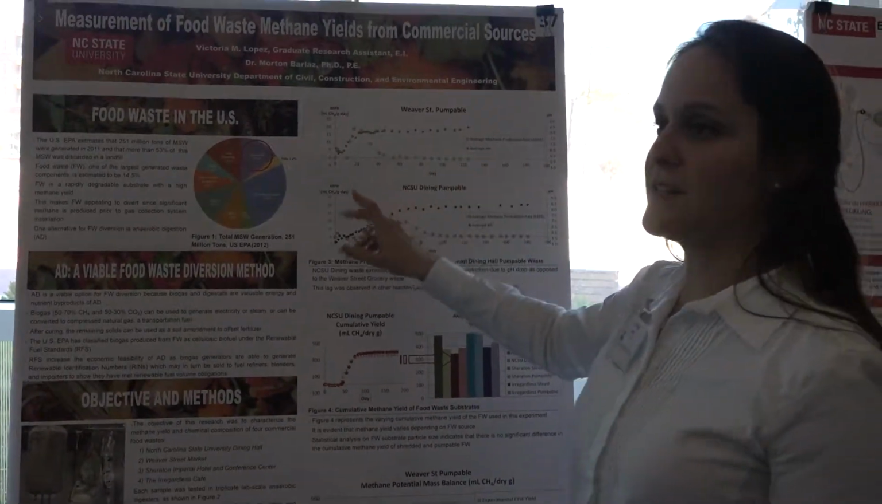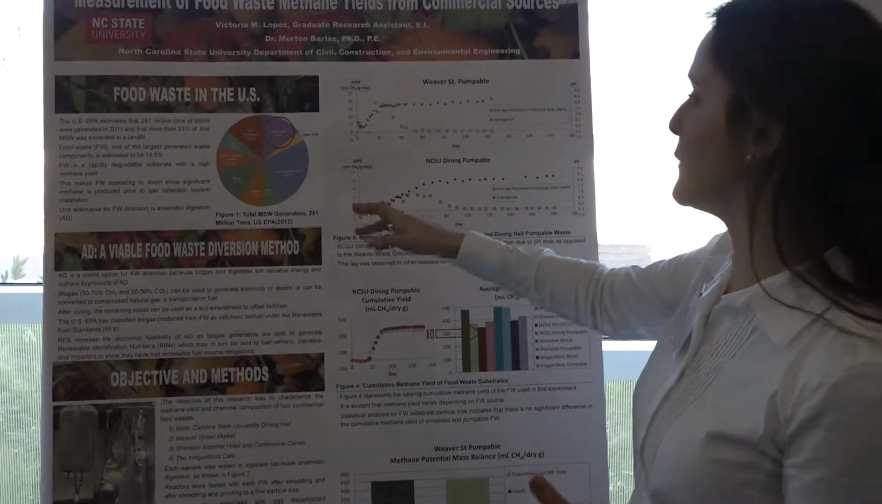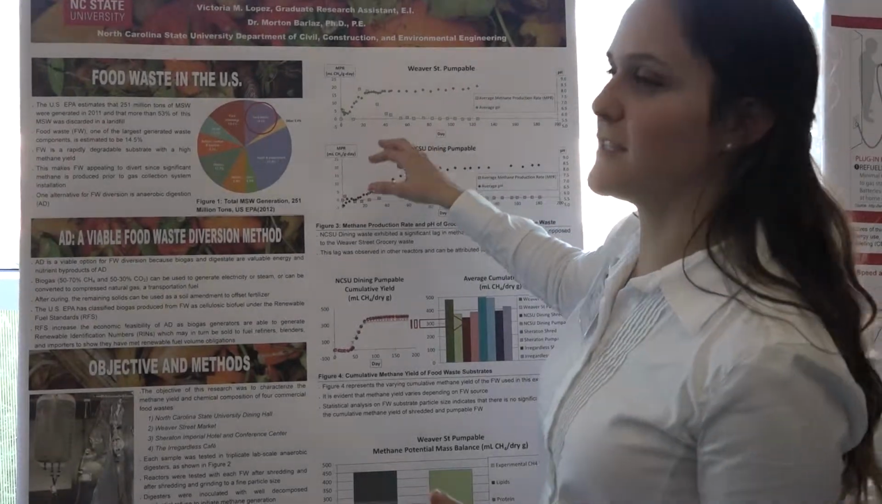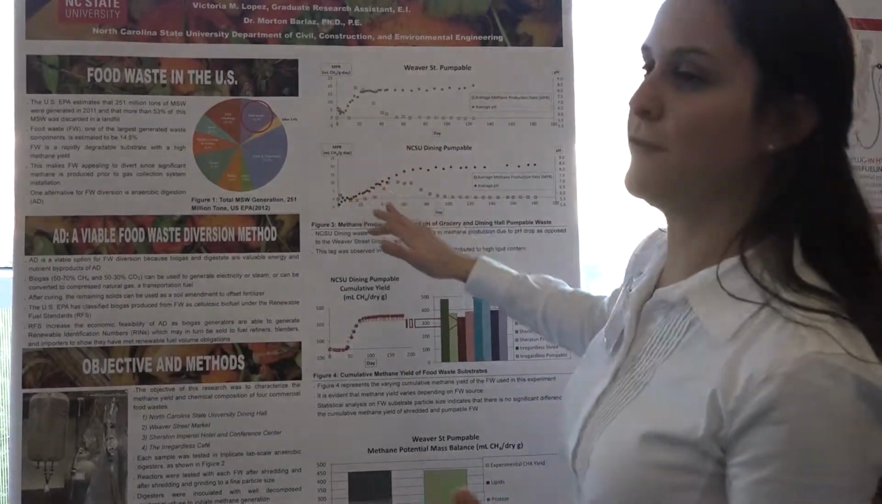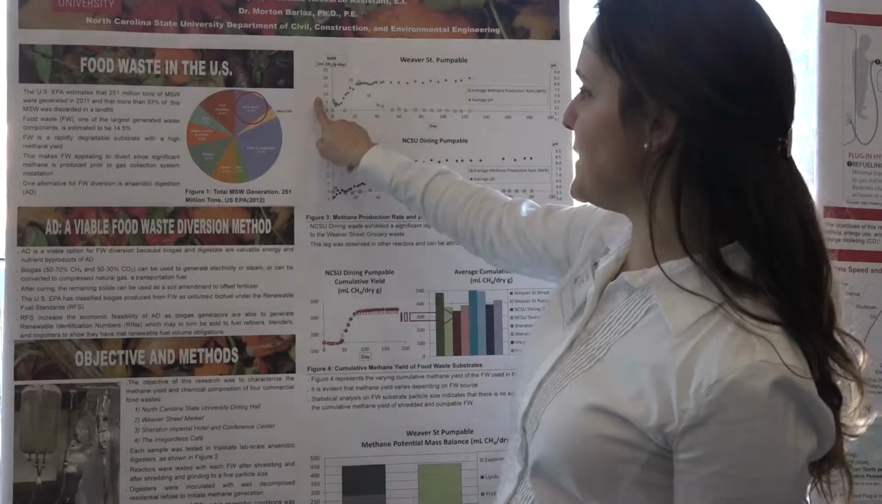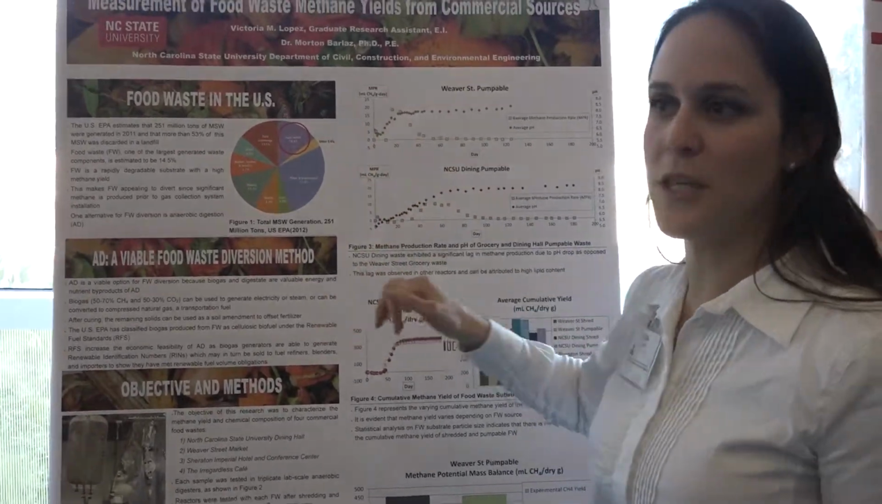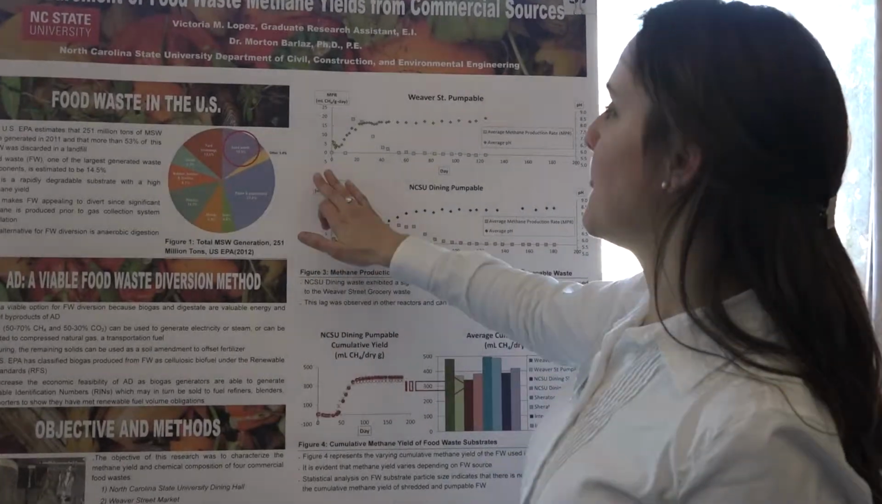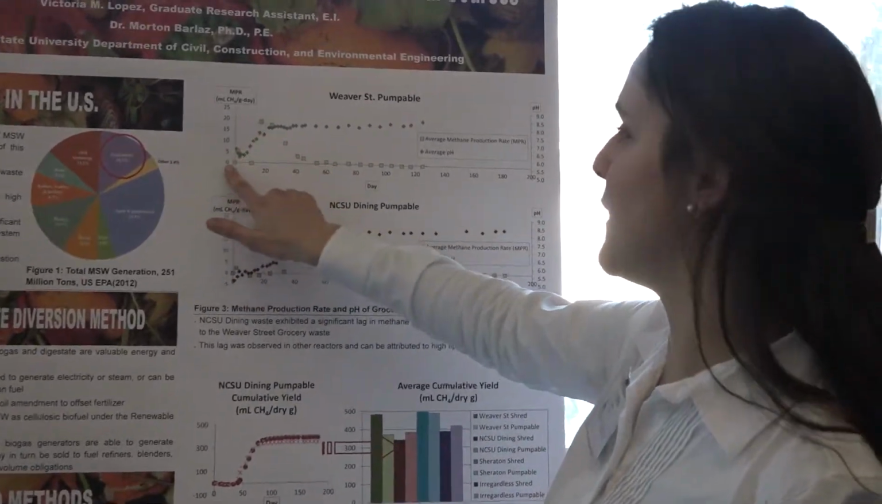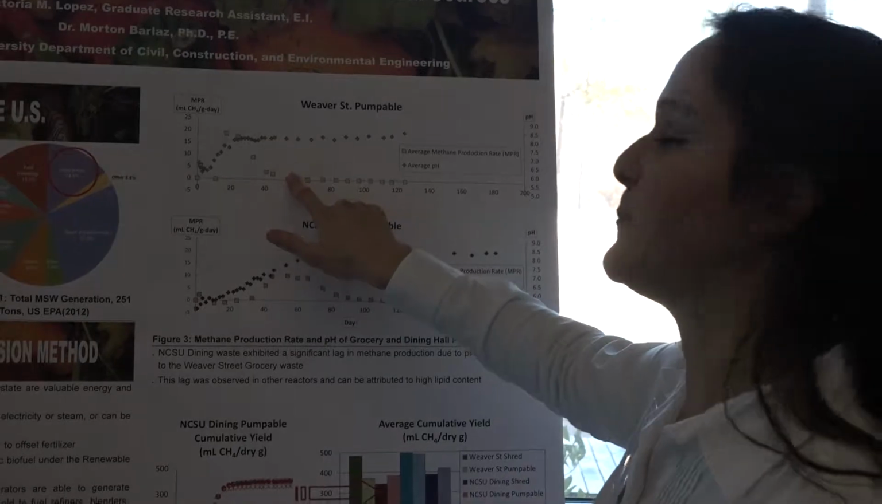This figure represents the life cycle of a reactor that contains Weaver Street Grocery pumpable food waste. So you can see at the beginning of reactor startup there's a drop in pH due to an accumulation of volatile fatty acids, and once it reaches a neutral stage, methane production is initiated.